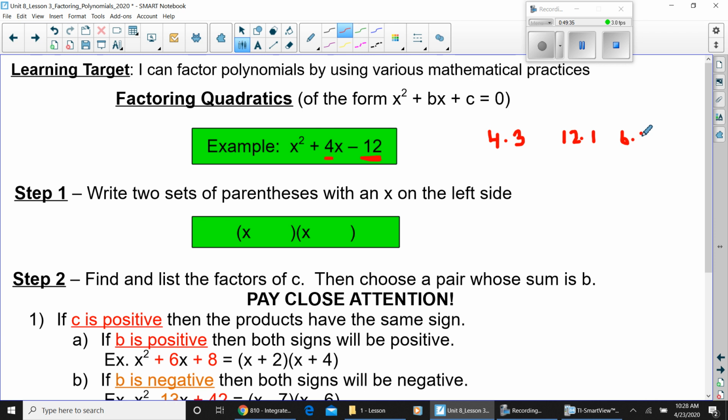So 12 is a little bit of a difficult number. All of these numbers multiply to 12, and you notice that I'm not putting the signs down. I'm going to leave the signs until later. So I'm just going to pick what came to my head first. I'm going to pick 4 and 3.